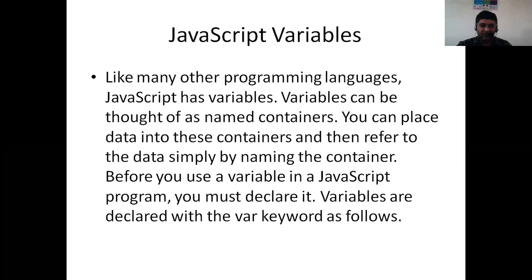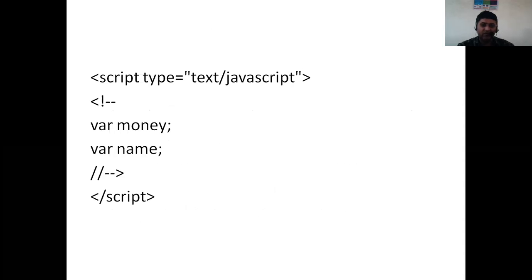JavaScript variable. Like many other programming languages, JavaScript also has variables. A variable can be thought of as a named container, and you can place data into this container and then refer to the data simply by naming the container. Before you use a variable in a JavaScript program, you must declare it. Variables are declared with the var keyword as follows. So please everyone remember that we declare your variable with the var keyword, followed by the variable name.